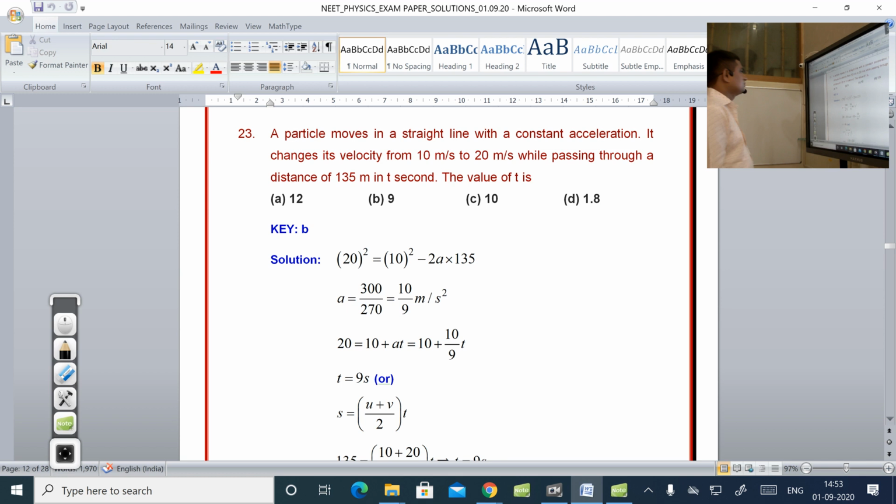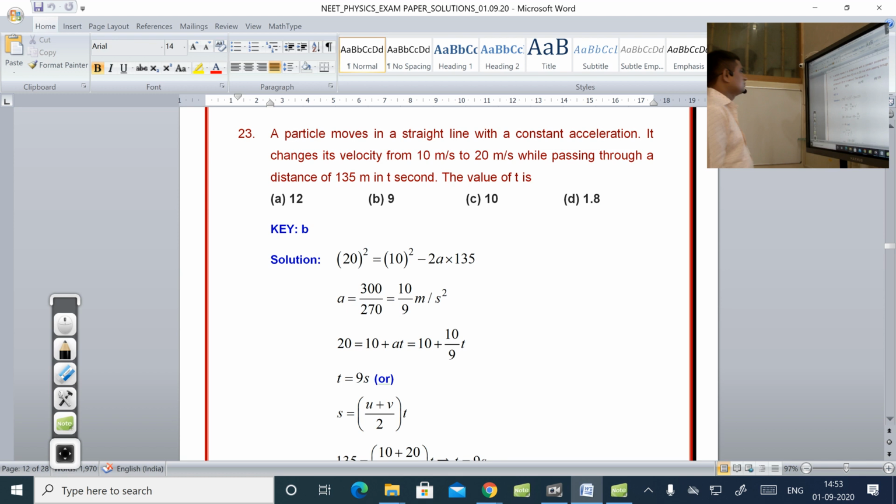If you know initial velocity and final velocity, then the average velocity is equal to (u plus v) by 2, provided the acceleration is constant. And the average velocity formula is s by t, total displacement by total time. So by that method also you can easily calculate this one. That's why the formula s is equal to (u plus v) by 2 into t is also used. Okay, and then next one, 24th.